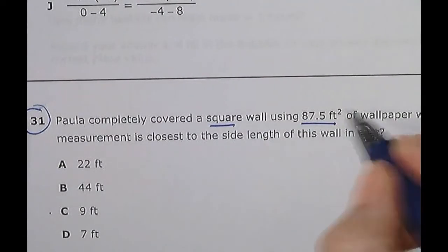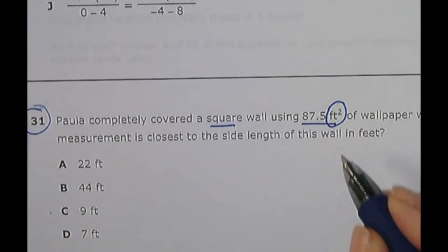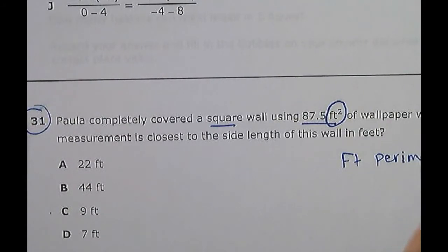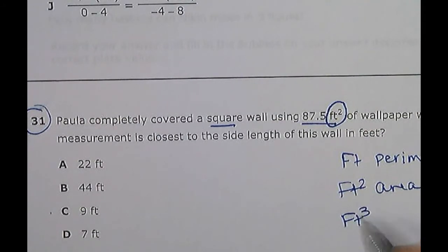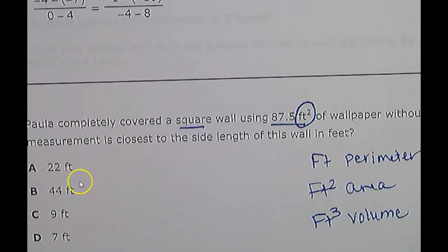I see this, and this feet squared actually says a lot to me. That's the answer to an area question. If it's feet, that's perimeter. If it's feet squared, it's area. If it's feet to the third, it's volume. If it's feet to the fourth, well, I don't know what it is. I've never seen that. So that right there says this is an area question, and it's an area question for a square. So what do you know about a square?